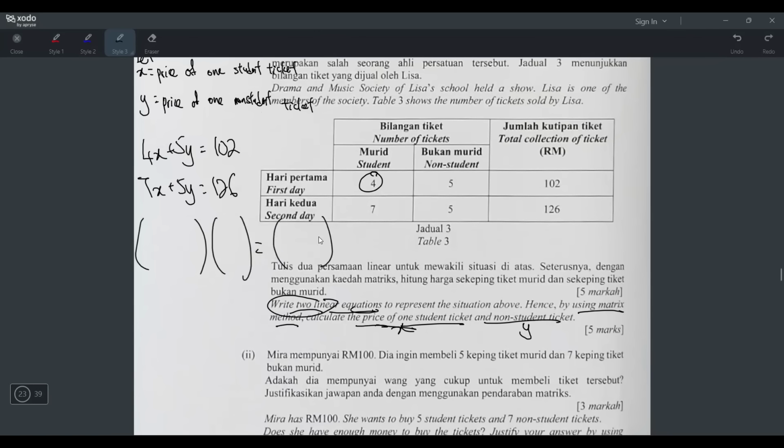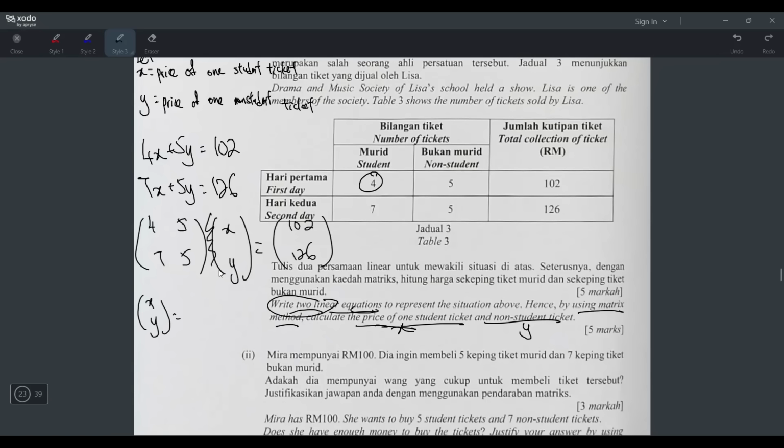Bracket, bracket equals bracket. The first bracket, you have to write down the number before xy, which is 4, 5, 7, 5. Second bracket, you have to write the unknowns. So x, they write x first. So yang tu tulis atas. And then y, the next one, you tulis bawah. And then 102, 126, you write here. So now you can solve for xy.